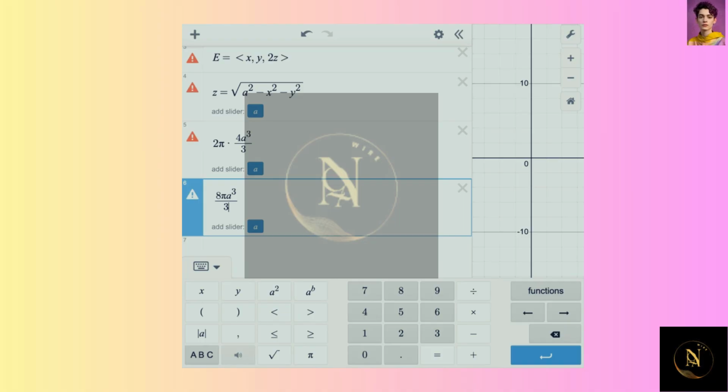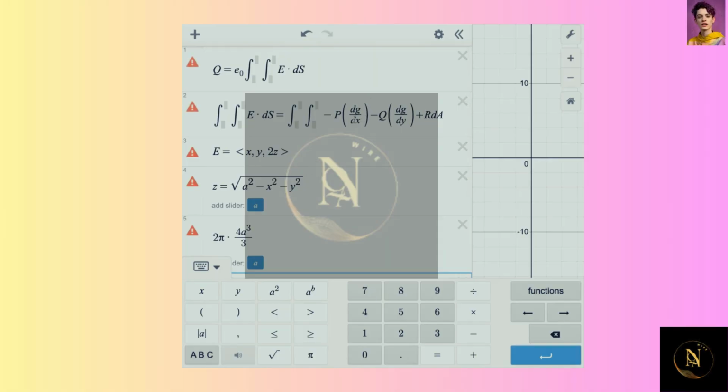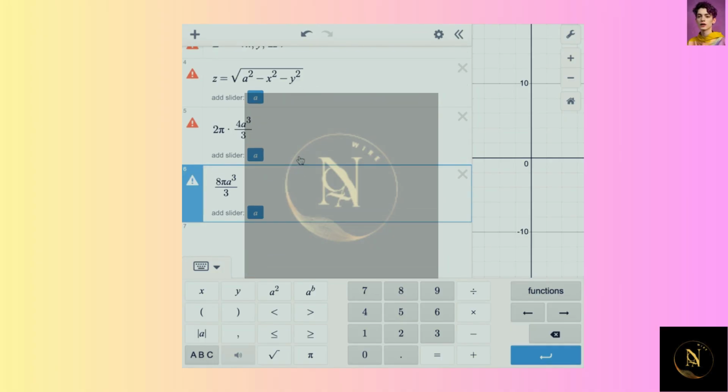Then we want to find the flux through the disk. Since the disk is part of the surface where z equals 0, when we take the partial derivatives we just get 0. So we'll have x times 0 minus y times 0 plus 2z, but we know that z equals 0, so it's all going to be 0 essentially. So when we add this, it'll just be what we had before.